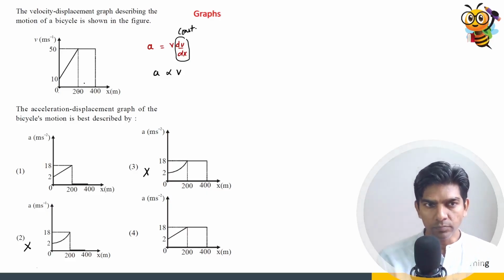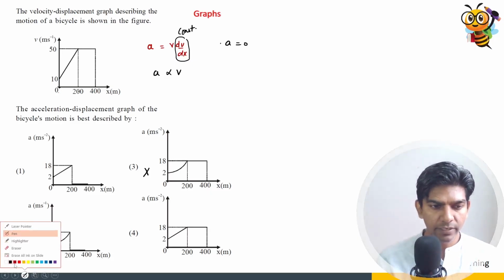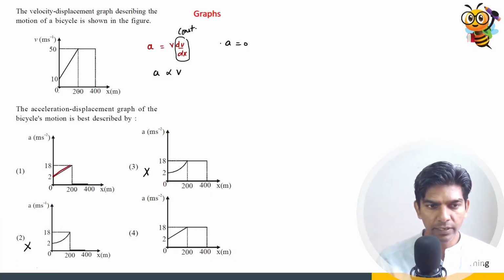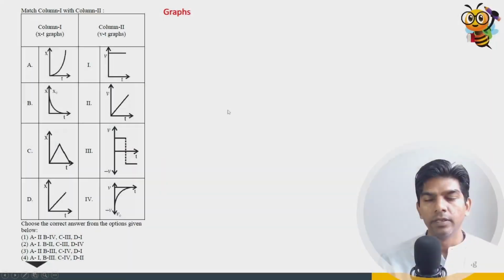Now, after that velocity becomes constant, so we can say dv by dx will become 0, so acceleration will become 0, right? So option 1 is the right answer, where first it increases linearly and then it will become 0. So option 1 is the right answer. Now let us see this question.